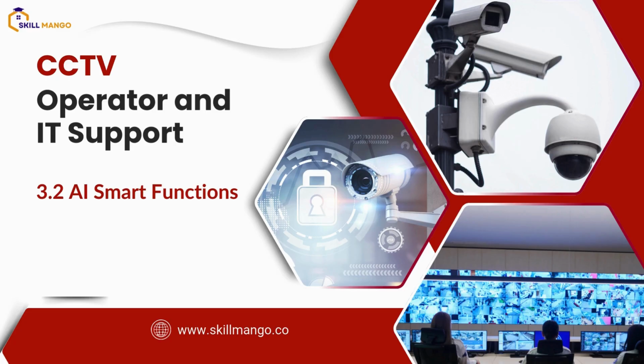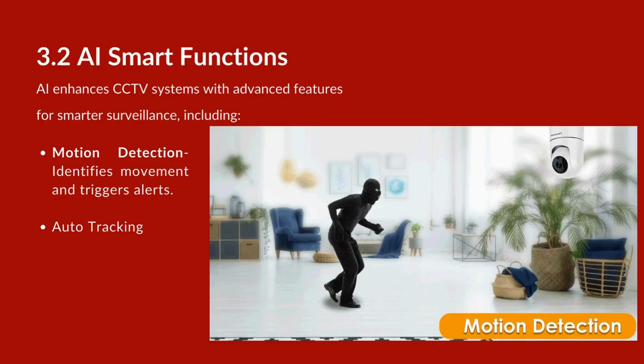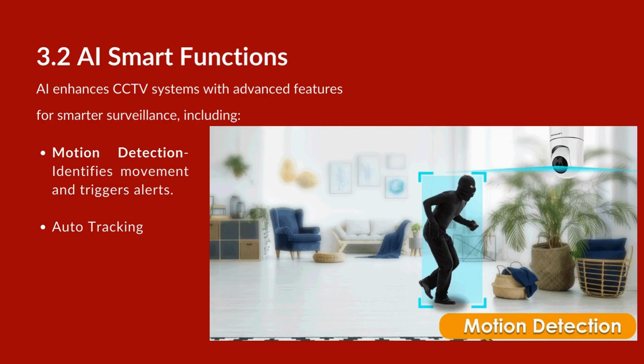Welcome back to this course. This is 3.2. We'll be talking about AI smart functions for surveillance technology. Basically, AI enhances the CCTV system with technology nowadays, with advanced features like motion detection. We have motion detection in our cameras now all over the world. Any camera in this world that doesn't have motion detection is not a camera. Okay. So we also have auto tracking. Auto tracking basically follows you. It senses a human being, then locks the camera on you. Anywhere you go, it just moves and follows you.